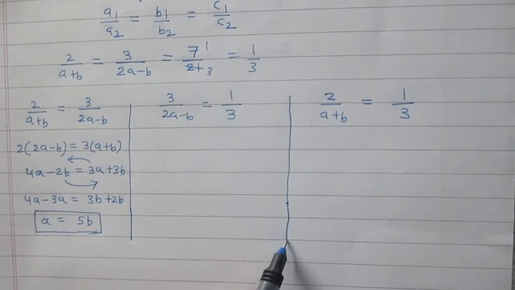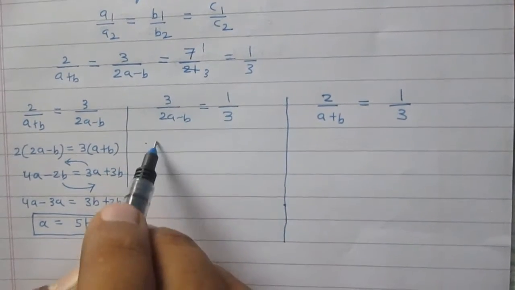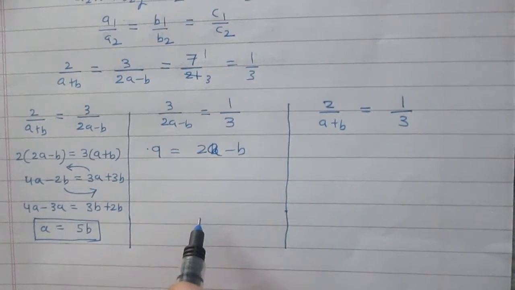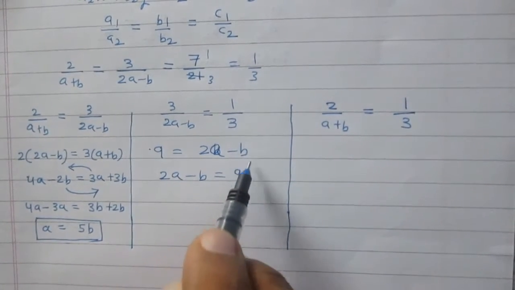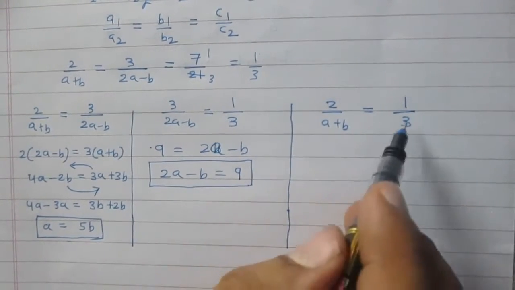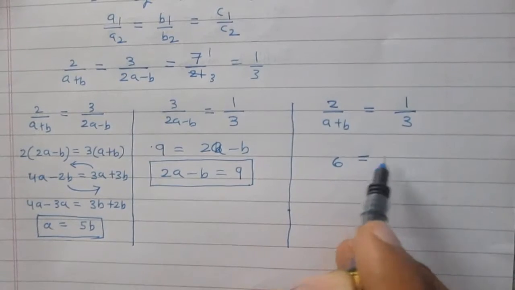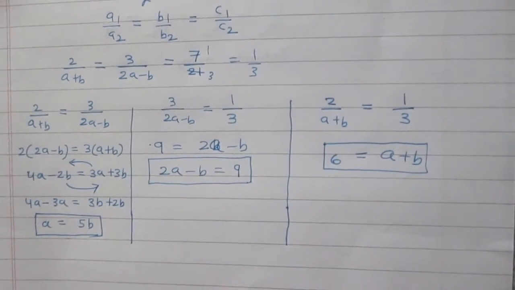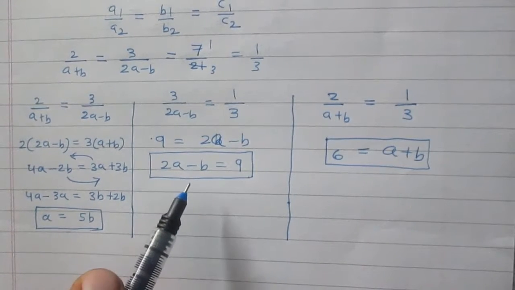Now let us consider the second situation. After cross multiplying, we will get 3 threes are 9 is equal to 1 multiplied by 2a minus b, it is 2a minus b itself. So we can say that 2a minus b is equal to 9. We can save this result. Now the third situation: we will have 3 twos are 6 is equal to a plus b. So according to the second and third situations, we have linear equations in two variables.